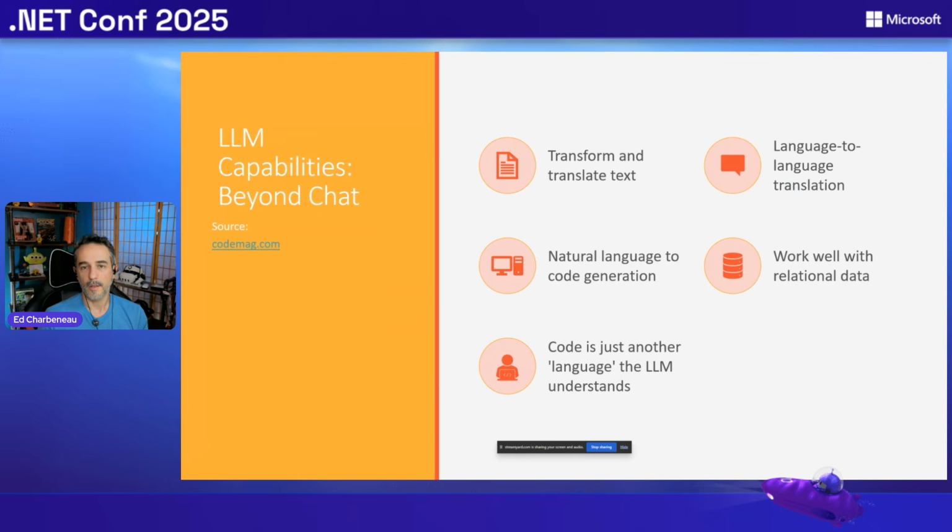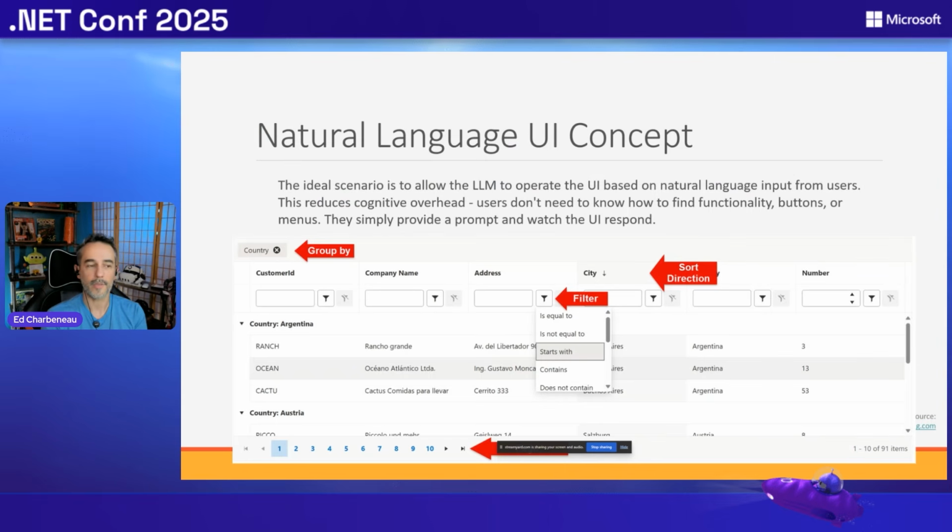And large language models have a lot of capabilities that we can leverage in our user interfaces. We can transform and translate text. We can do language-to-language translation. We can talk with natural language. We can work alongside relational data. And code for large language models is just another language that it understands and can interpret. So try to keep some of those things in mind as we go along.